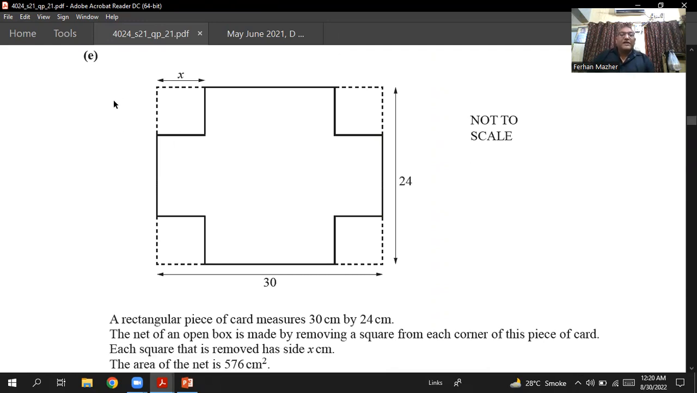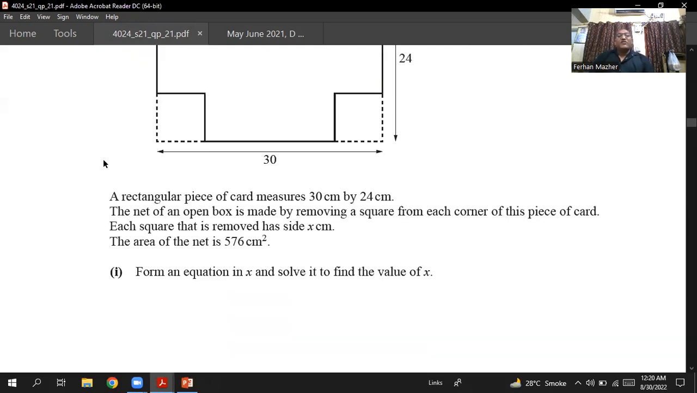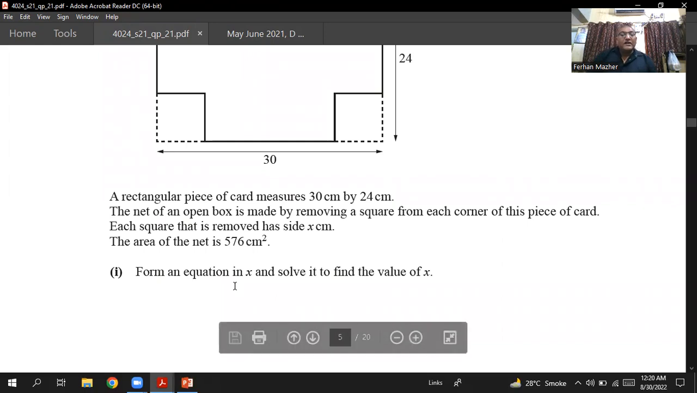So here we have a rectangular piece of card measuring 30 centimeters by 24 centimeters. The net of an open box is made by removing a square from each corner of this piece of card. Each square that is removed has a side of x centimeters. The area of the net is 576 square centimeters. The question is: form an equation in x and solve it to find the value of x.